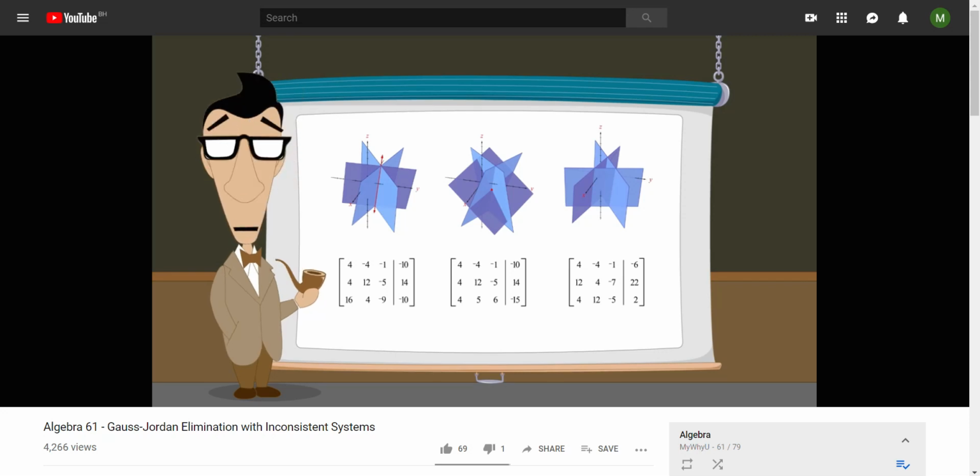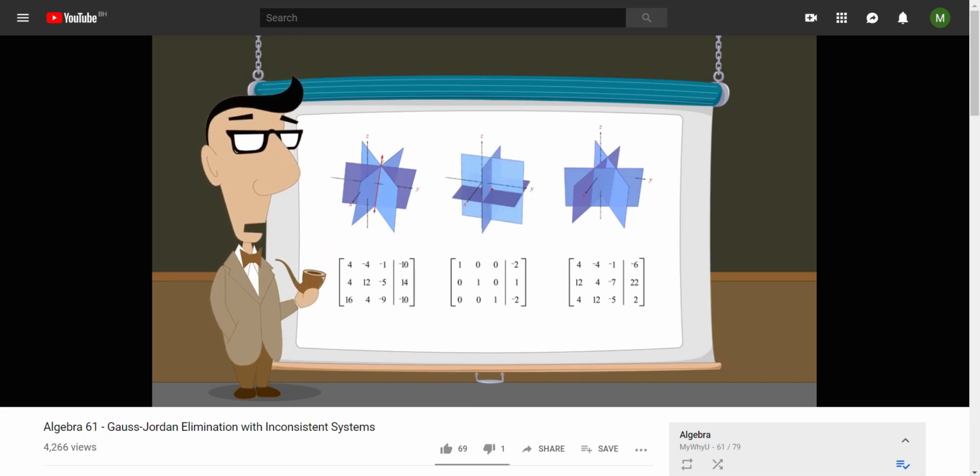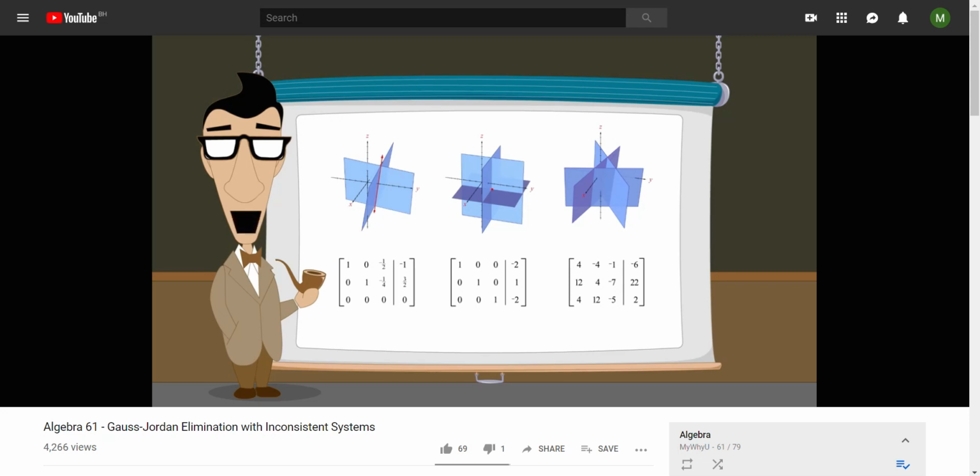In three-variable systems, we have also seen how the planes which graphically represent those equations change during that process when the system has a single unique solution or infinitely many solutions. But we have not yet seen how the planes change when a system has no solutions.